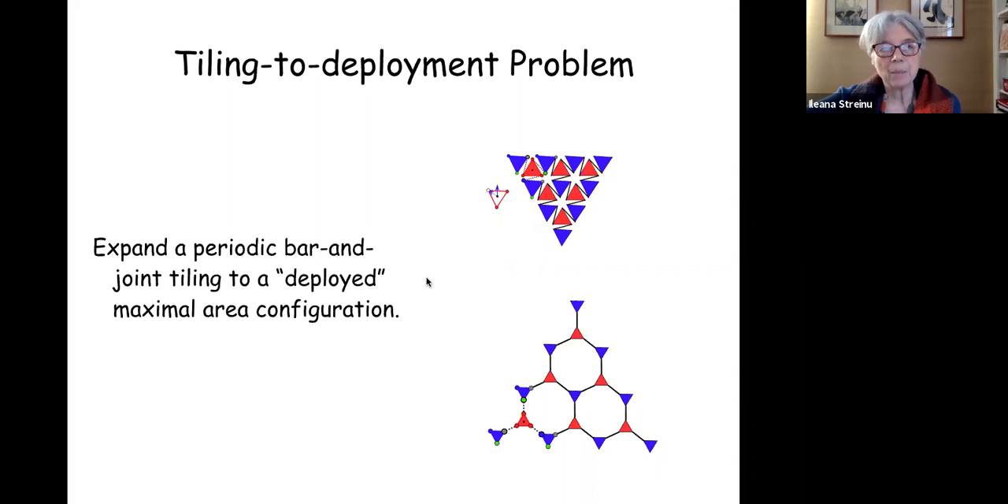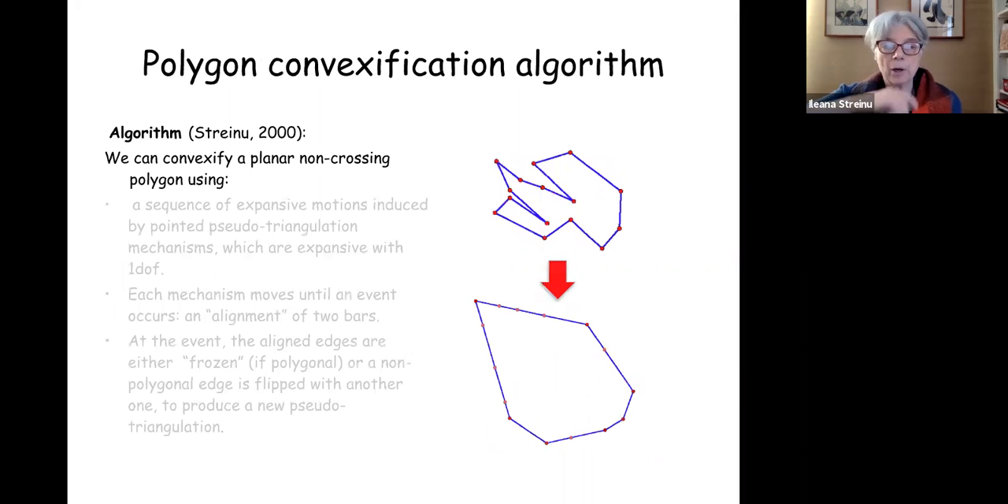Okay, so that's the problem. So let's move on. Let me give you a very brief overview of what the Polygon convexification algorithm was like. And I just realized this algorithm is 20 years old, and maybe it's time to find new problems where this approach can be used, and this is one example.